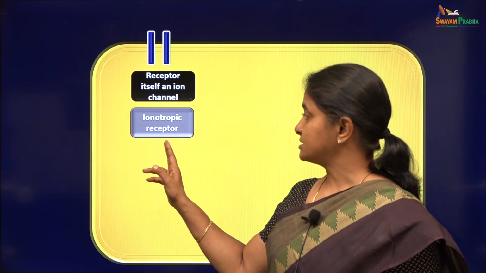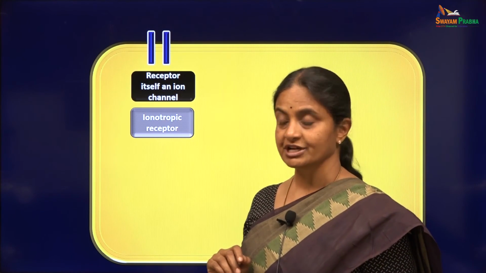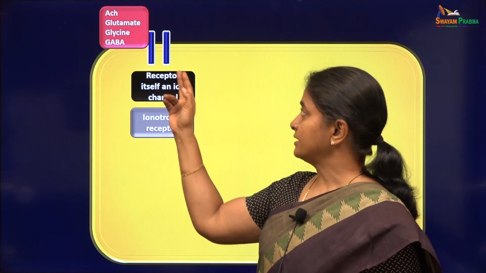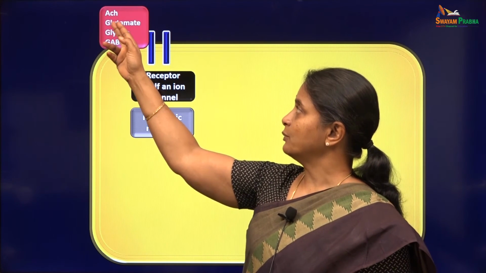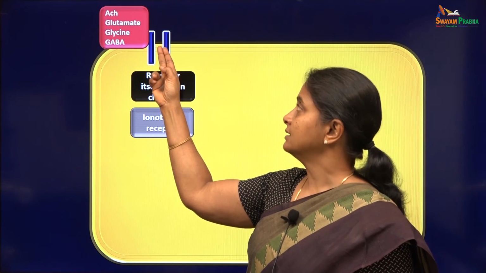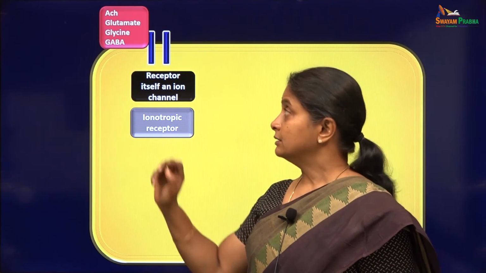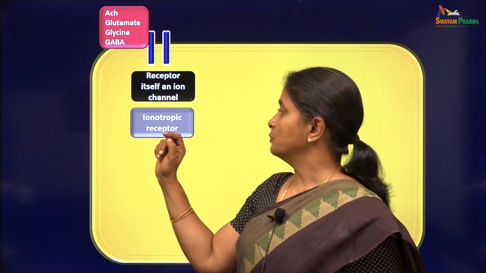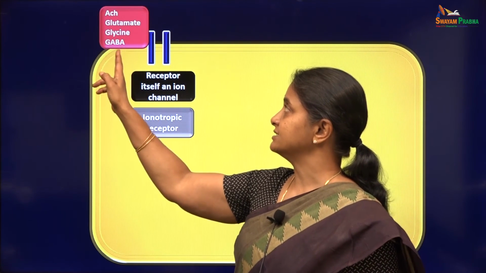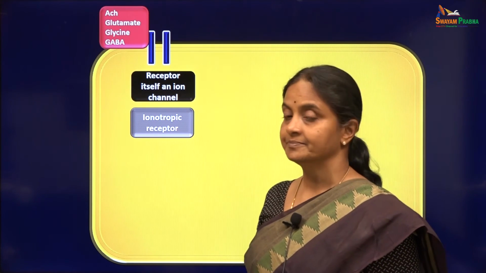Ionotropic receptors are called thus because the receptor itself is an ion channel. The channel would normally be closed, and when the ligand binds to that receptor cum channel, the channel will open up. The common ligands which have ionotropic receptors are listed here: acetylcholine, glutamate, glycine and GABA.